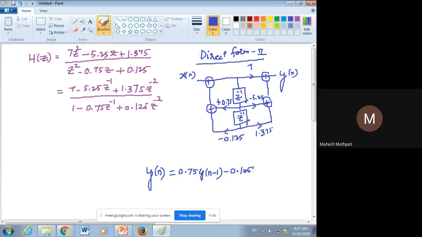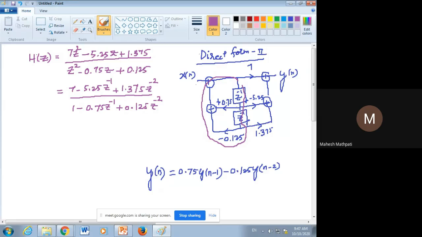0.125 y of n minus 2 equals? This part we are writing as the output function. So I am taking y of n passing through this part and adding with this. So I am writing it as y of n equals 0.75 y of n minus 1.